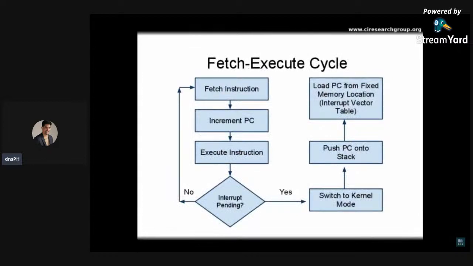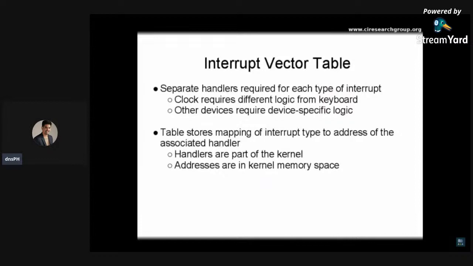So once again, in the fetch-execute cycle, we check for an interrupt pending after each instruction is executed. If there is an interrupt pending, we escalate privilege to kernel mode and push the program counter onto the stack, in other words, save it so we can resume from that point in whatever program we are interrupting, and then go and handle the interrupt. We do this by loading the new program counter from fixed memory locations provided by the interrupt vector table. The interrupt vector table gives us the address of all the different interrupt handlers. We need a separate handler for each type of interrupt.